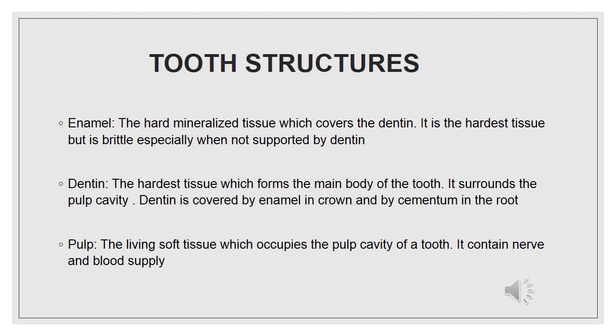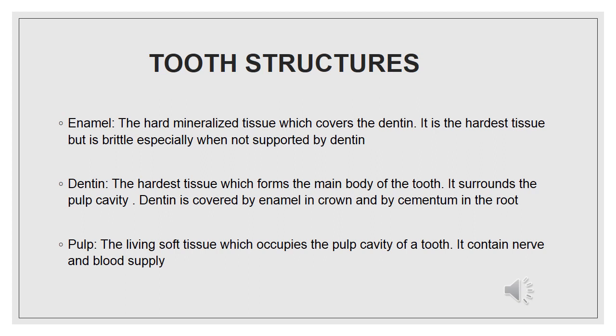Although it is a very hard tissue, it can also be very brittle if it is not supported by dentine. What is dentine? Dentine is a second layer. It is always going to be present under enamel. It is also a very hard tissue. It forms the main body of the tooth. It usually surrounds the pulp cavity. Dentine in the crown is covered by enamel, and in the root it is covered by cementum.